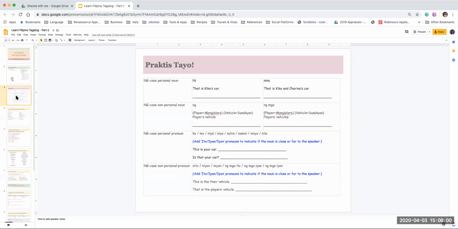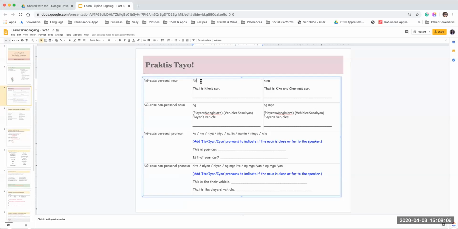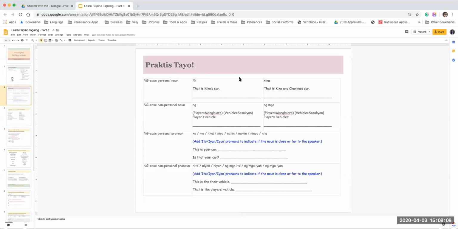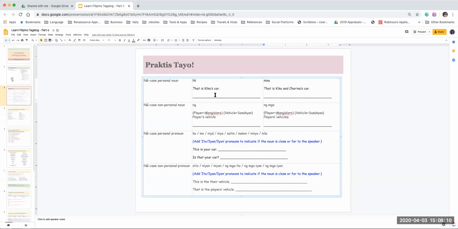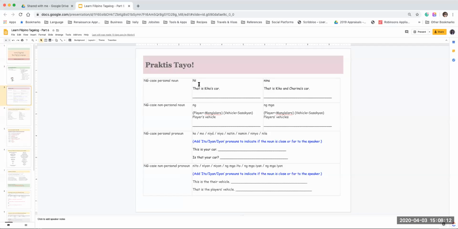Practice ng case. Okay? Using ng case personal noun. So, this is the marker. You see ni for singular and nina. Can you translate this in Tagalog? That is Kiko's car. What is that in Tagalog? Is it subject predicate or predicate subject? Subject predicate.